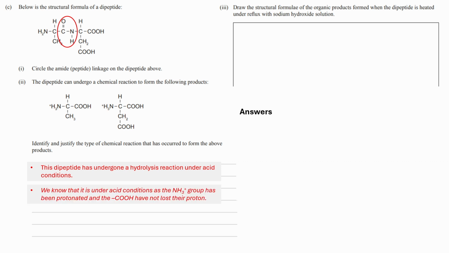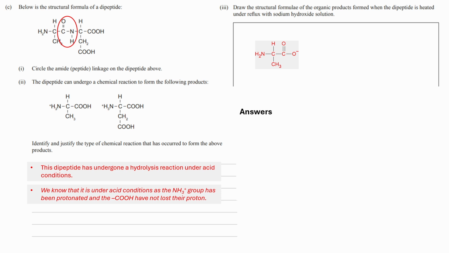We also know, because the carboxylic acid group hasn't lost its proton, that it's not in basic conditions, otherwise it would be a COO-. So the next thing they want us to do is draw the structural formula of the organic products formed when the dipeptide is heated under reflux with sodium hydroxide. So this is in basic conditions. So we're going to have the same molecule, but now it's in basic conditions.